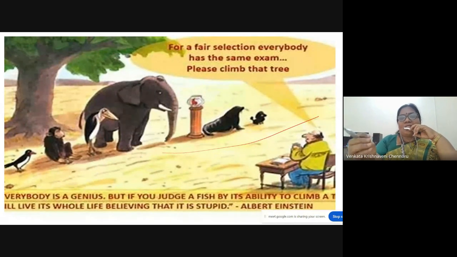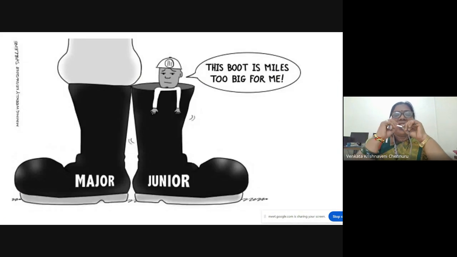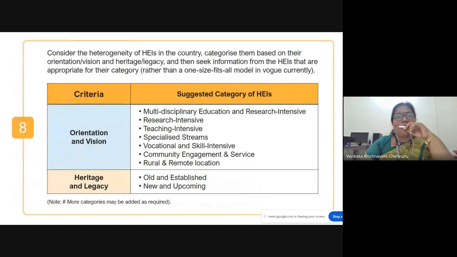That is the difference. Everybody is a genius, but if you judge a fish by its ability to climb a tree, it will live its whole life believing that it is stupid. One size, this boat is miles too big for him, it is too fit for him.